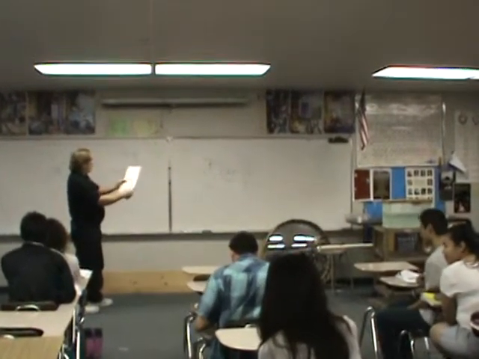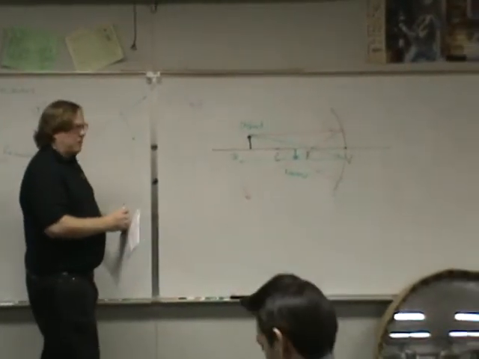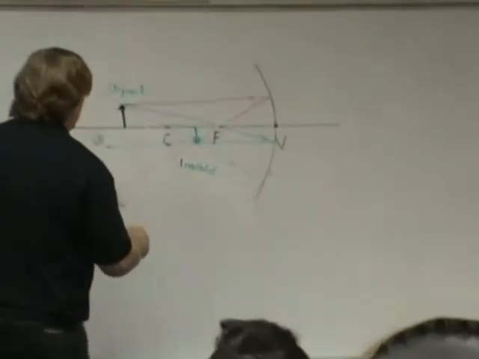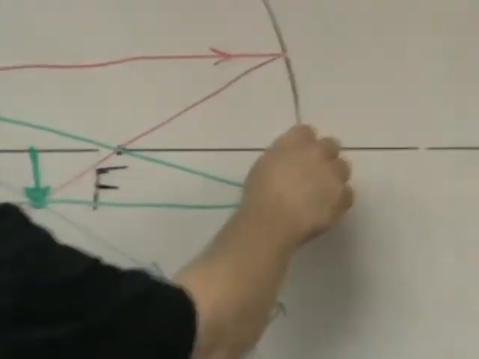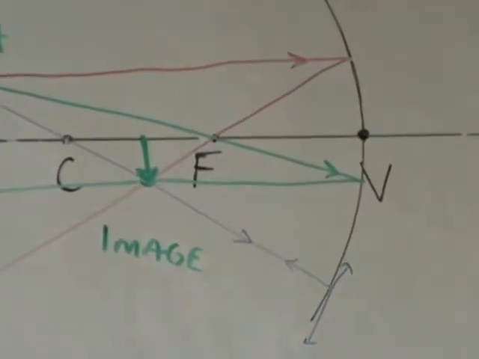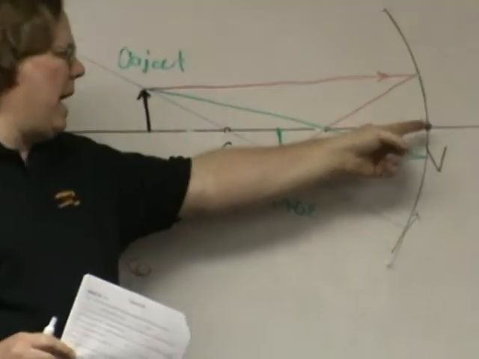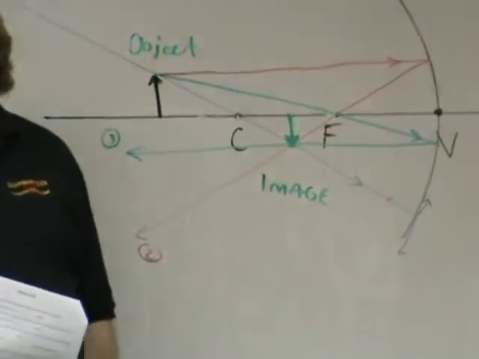On the top right drawing, I need to label some of these distances. So before I can tell you what to do, let's label these distances. This is the vertex of the mirror. The vertex of the mirror is where the mirror intersects the principal axis. I have to tell you, all lengths are measured relative to that vertex.